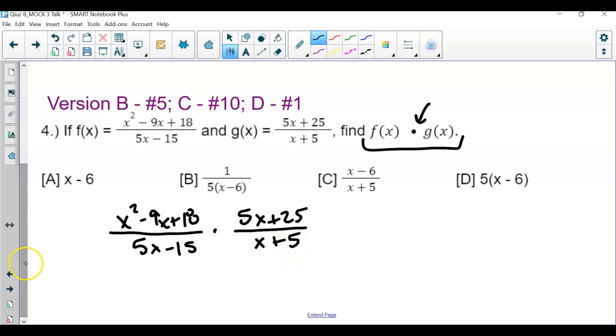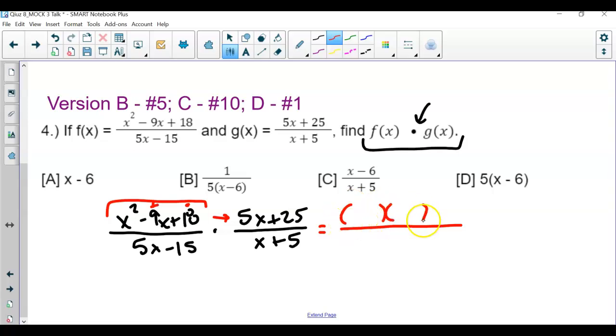Now I'm going to go ahead and start focusing on my numerators, right? Because we're just multiplying straight across. Basically, everything here is going in the numerator after I factor it. So I have a trinomial now, right? Notice how we've got an A, B, and a C. So what numbers multiply to get us 18 positive, but add to get -9? -6 and -3.